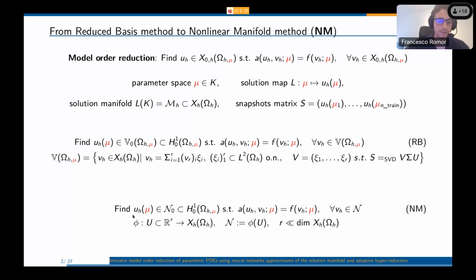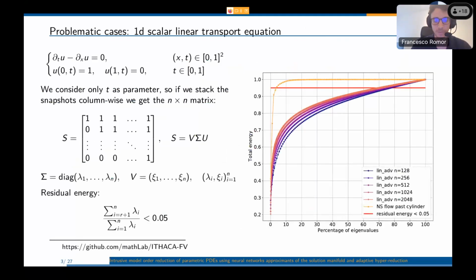In this case, for example, you can consider as ansatz space the image through a nonlinear map phi, instead of a linear map, from an open set in the ambient space of dimensionality R, with R still very small with respect to the full dimensionality of your state space. And of course, the problems of using a linear reduced basis are very well known in the literature, and can be explained simply by looking at the model reduction of a scalar linear transport problem.